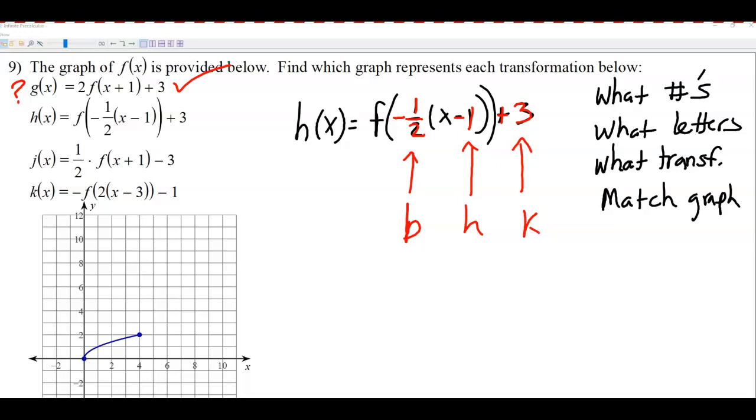Okay, so I'll give you guys a moment just to talk with your team on what you think the transformations will be. We've got a negative, that's significant, 1/2. We have a minus 1 and a plus 3. So if you want to talk to your team, take a second, I'll call on you guys, share out your answers there.